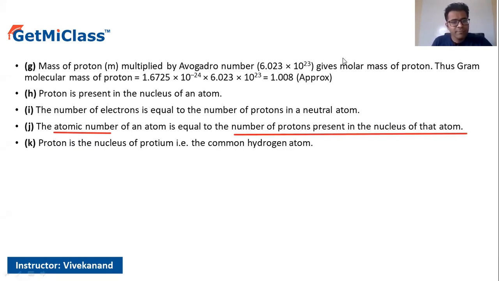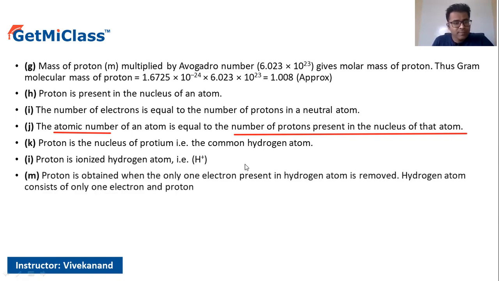Next, the proton is the nucleus of protium, that is common hydrogen, as we have already explained. The proton is nothing more than the ionized hydrogen atom. The proton is obtained when the one electron present in the hydrogen is removed. The hydrogen atom consists only of one electron and one proton, so when you remove that one electron, what you have is just a simple proton in the nucleus. So this was all about it.